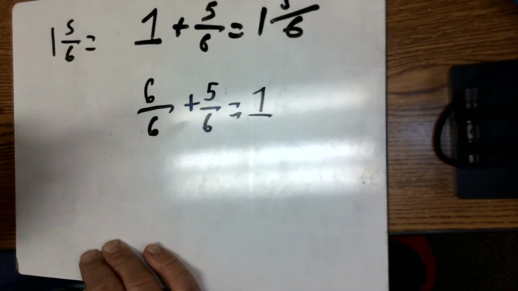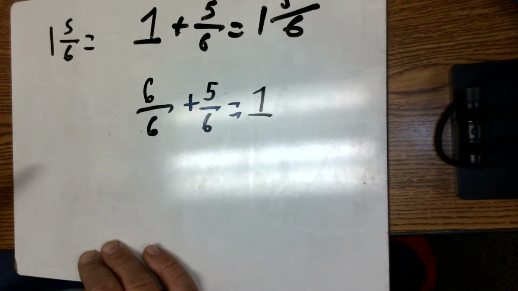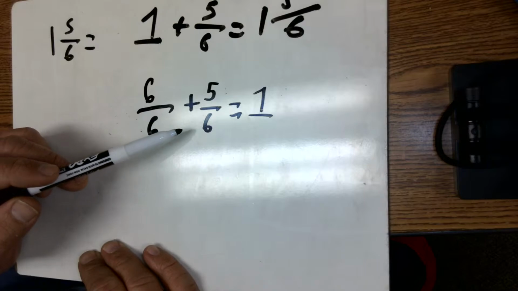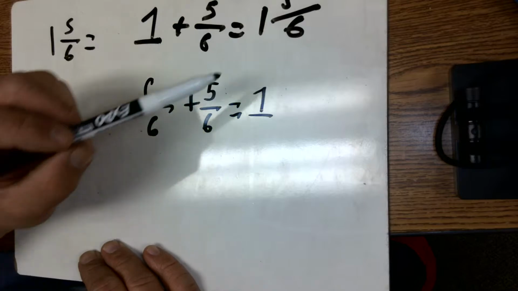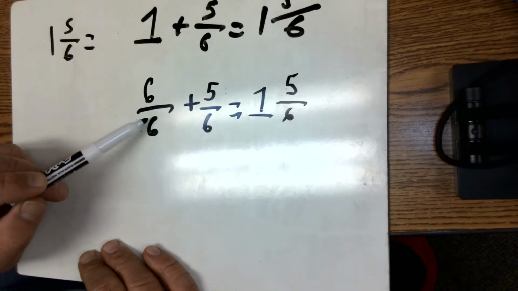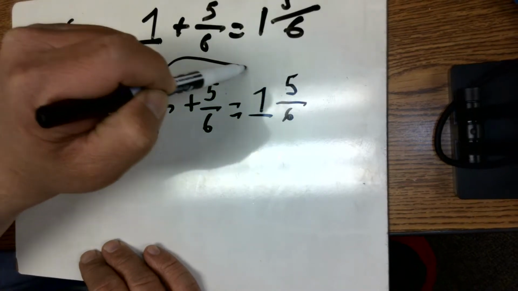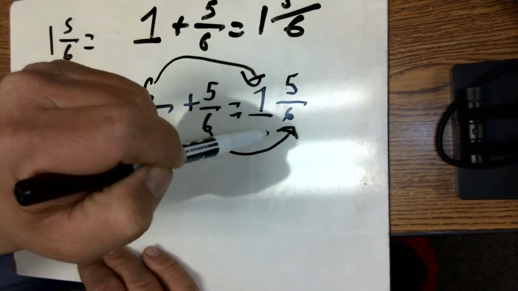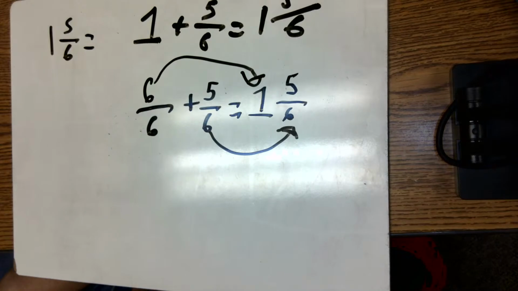1 whole and 5/6. It's 1 whole and 5/6 because 6/6 equals 1 whole, and then you have your 5/6 over here. So it's 1 and 5/6. Do you see that?